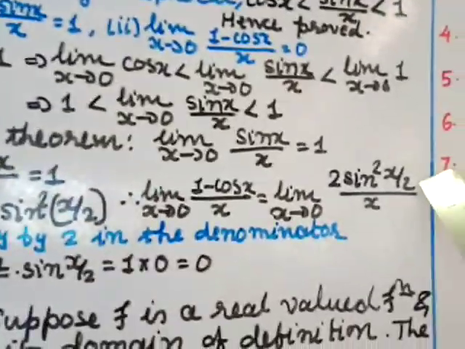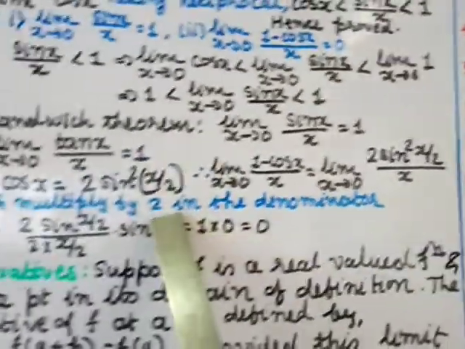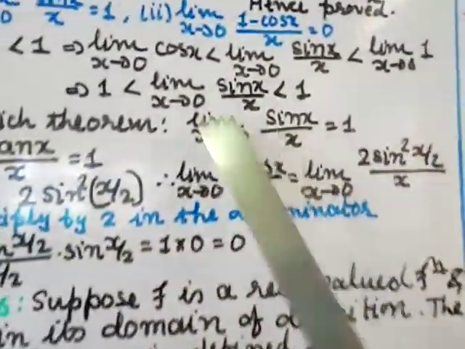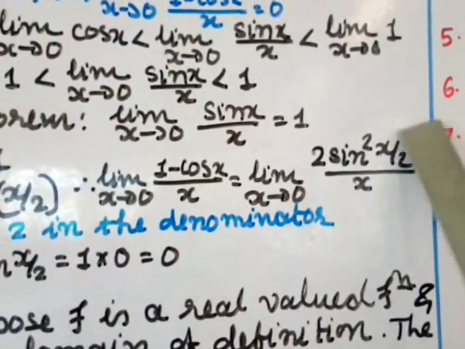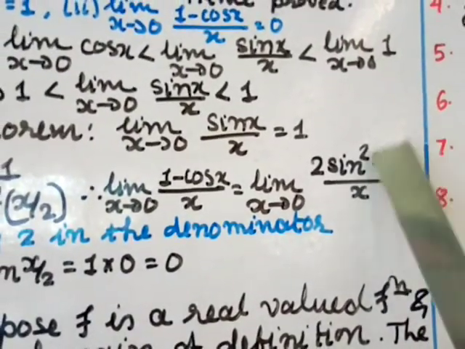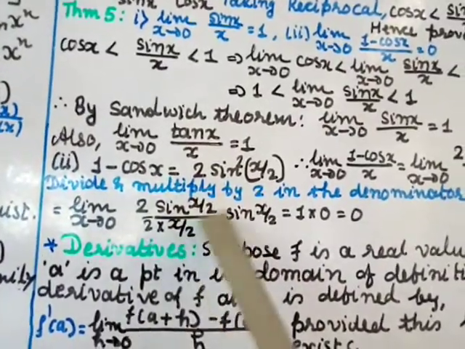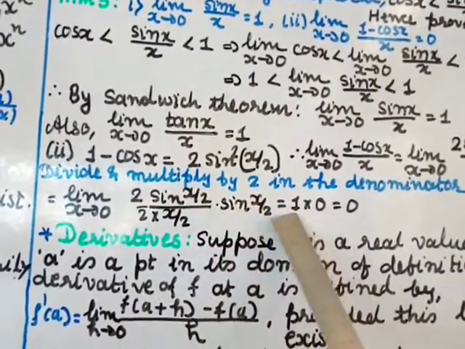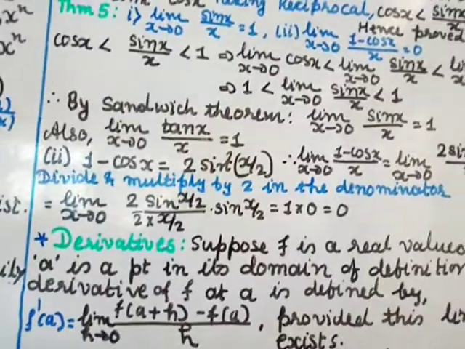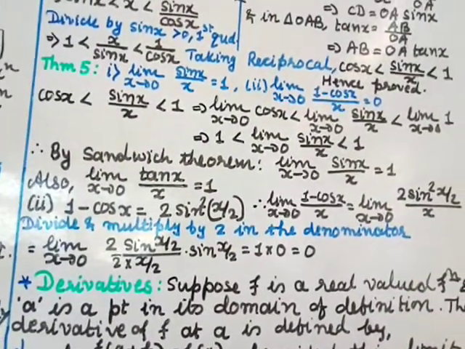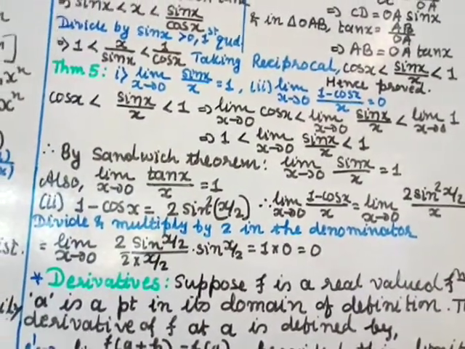And here it was x by 2, here it was x, that is why I multiplied and divided by 2. To use this result, I require the denominator and this value to be the same. So that is why. So this limit is 1, here you put 0, sin 0 is 0, so 1 into 0 gives you 0. So that is the proof of Roman number 2 for theorem 5.